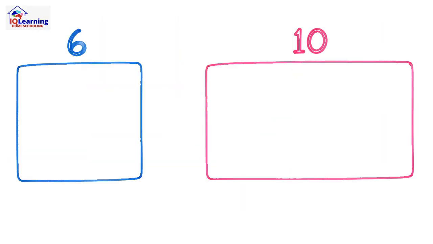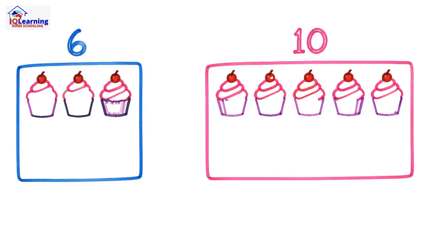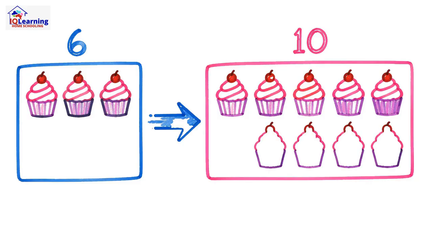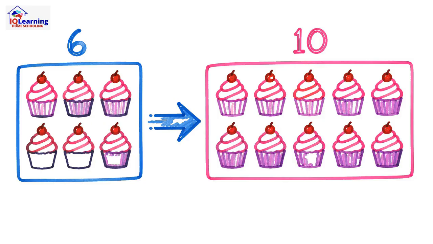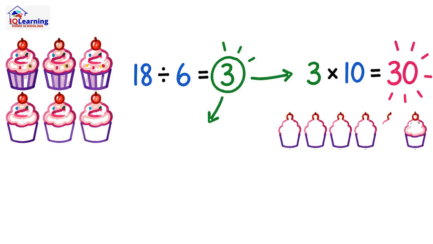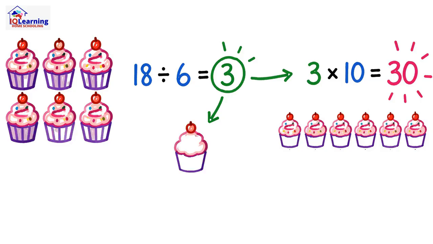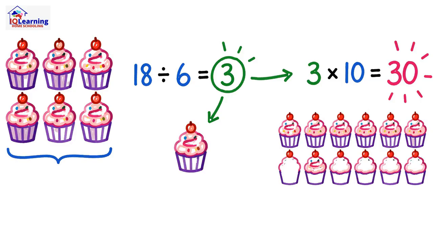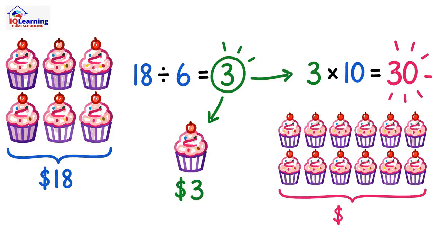This all comes together in problems like this. If 6 cupcakes cost $18, how much do 10 cost? First, find the cost of 1 cupcake. 18 divided by 6 is $3. That's our K. Now multiply that by how many you want. $3 times 10 cupcakes is $30. That's the unitary method, and it works every time.